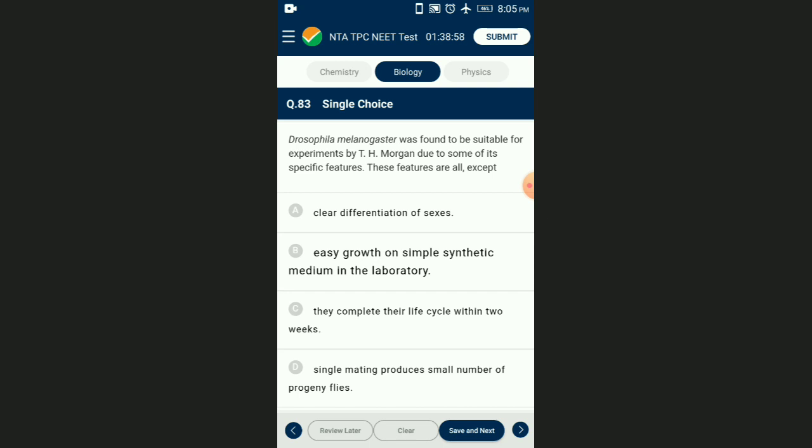So due to these reasons T.H. Morgan selected Drosophila melanogaster, except single mating. Single mating produces small number of progeny is incorrect. By single mating, Drosophila produce large number of progenies. So the incorrect one is option D.